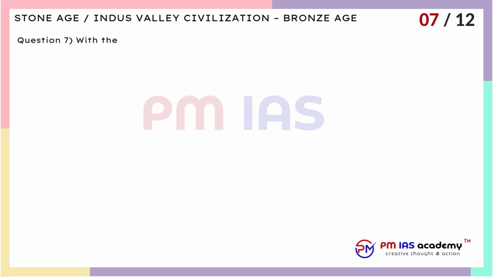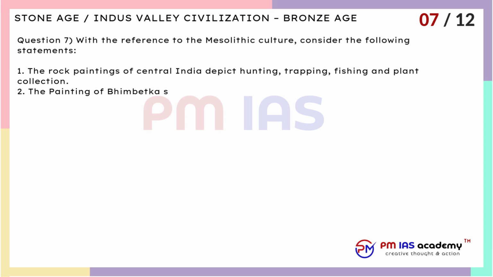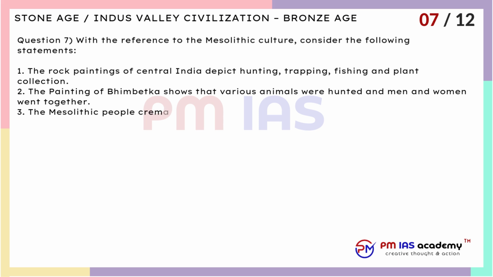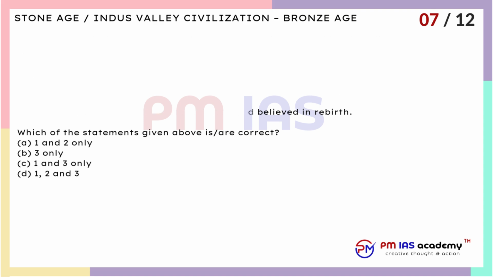Question 7. With reference to the Mesolithic culture, consider the following statements. 1. The rock paintings of central India depict hunting, trapping, fishing and plant collection. 2. The painting of Bhimbetka shows that various animals were hunted and men and women went together. 3. The Mesolithic people cremated the dead and believed in rebirth. Which of the statements given above are correct? A. 1 and 2 only. B. 3 only. C. 1 and 3 only. D. 1, 2 and 3.